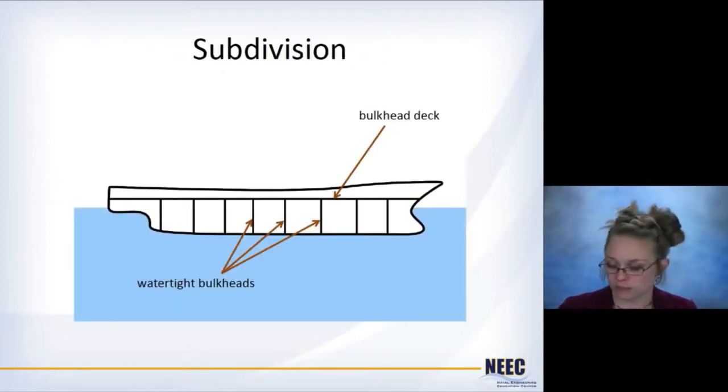So, first some terminology. Here's a little cross-section of a ship. You have watertight bulkheads, which are just walls that are watertight, right? No water can get through. These lead up to a bulkhead deck, which is also watertight. You might recall that this was the Titanic's problem. It had the watertight bulkheads, but not the bulkhead deck, so water was able to spill from one space into another. We no longer have that problem.